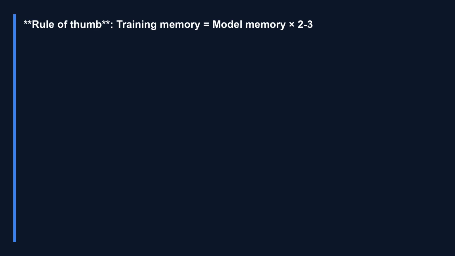For QLoRA, the multiplier is closer to 2 because so few parameters are trainable. The gradient and optimizer overhead is small relative to the frozen quantized weights.